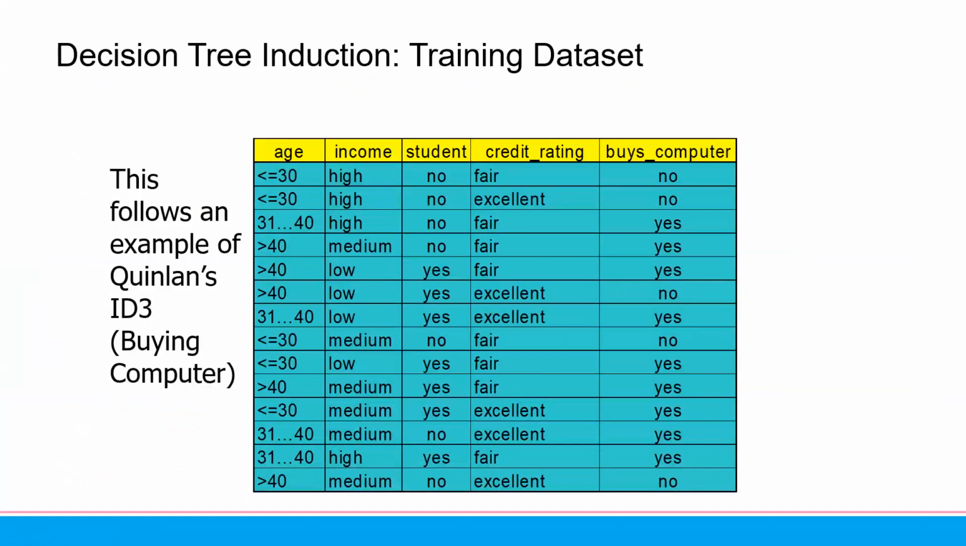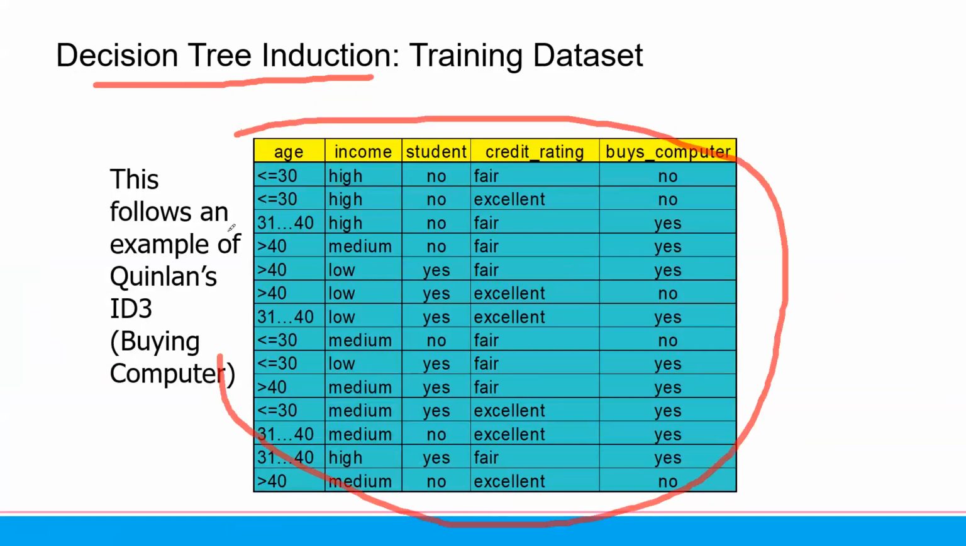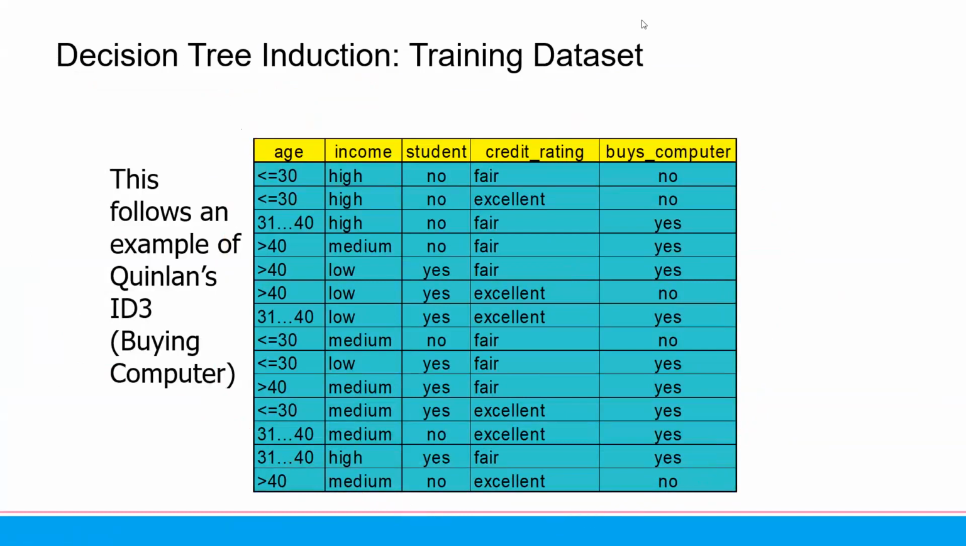We are going to learn about decision tree induction. What is decision tree induction? Let's suppose I have this training dataset. It is based on the examples from the Queensland ID3. ID3 means induction decision tree. I don't know why they put the number here, but it may be just for simplification.